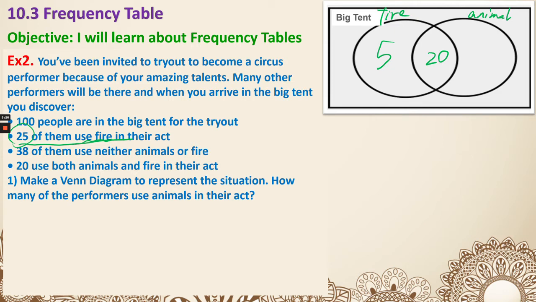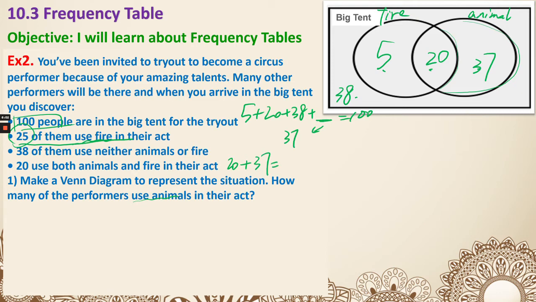Then 38 use neither animal nor fire. So 38 is going to be here. Then we just have this animal part left out. And we know the total is 100 people. So all these 4 areas added together equal 100. So 5 plus 20 plus 38 plus something equals 100. That something is going to be 37. To answer the first question, how many of the performers use animal in their act? Also, it just says use animal, it didn't say use only animal. So I'm going to count the circle on the right. So it's 20 plus 37. That is 57.